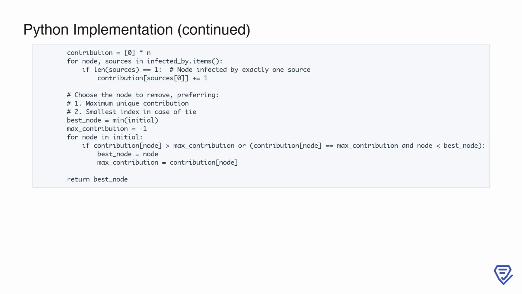After determining the contributions, we need to decide which node to remove to minimize the spread. The selection process prioritizes two criteria: first, the node with the highest unique contribution, and second, in case of ties, the node with the smallest index. To implement this, we initialize best_node to the smallest index among the initially infected nodes and max_contribution to -1. As we iterate through each initially infected node, we update best_node whenever we find a higher contribution or, in the case of a tie, a smaller index. Finally, we return best_node as the optimal choice for removal.